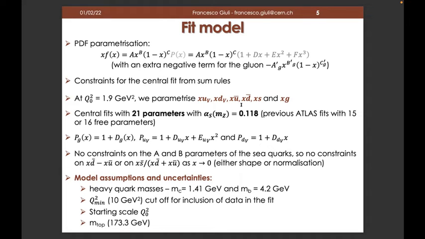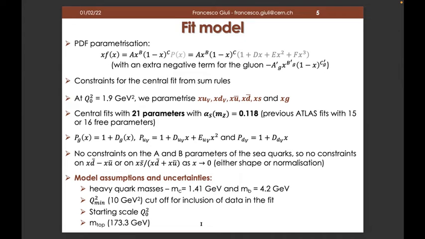So we do not have any constraint on the A and B parameters on the C quarks, as well as no constraint on x d-bar minus x u-bar, and on the ratio of the strange to the light quarks as x goes to 0, either in shape or in normalization. In the last bullet of the slide, I'm also listing the model assumptions and uncertainty.